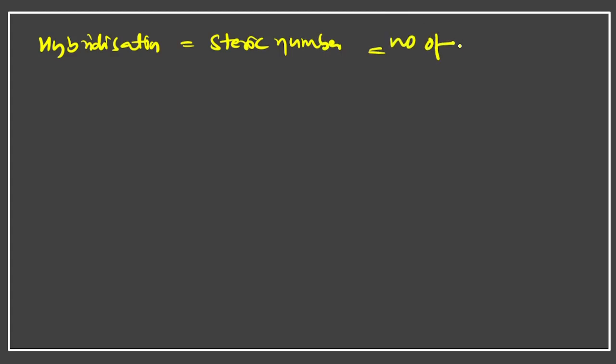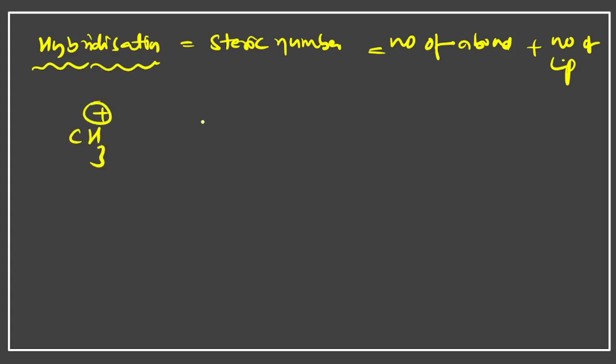Generally, how do we find hybridization? Hybridization is found using the steric number. What does steric number mean? It is the number of sigma bonds plus the number of lone pairs. Yes or no? Using the number of sigma bonds plus the number of lone pairs, we can find the hybridization. Have a look at the next one.